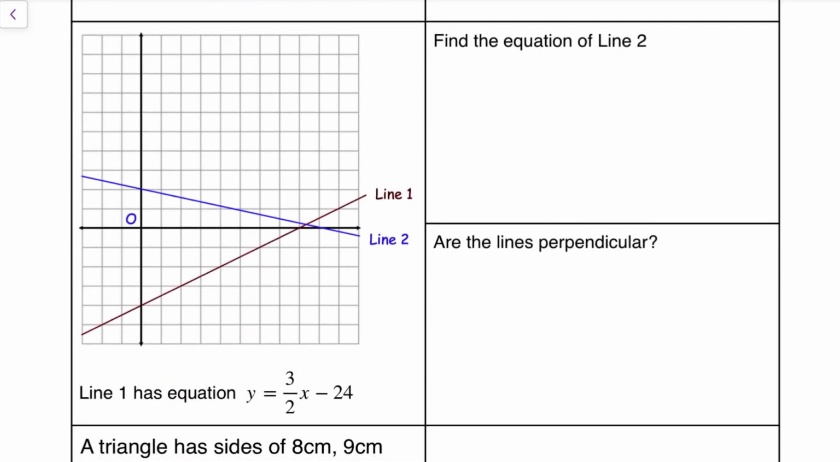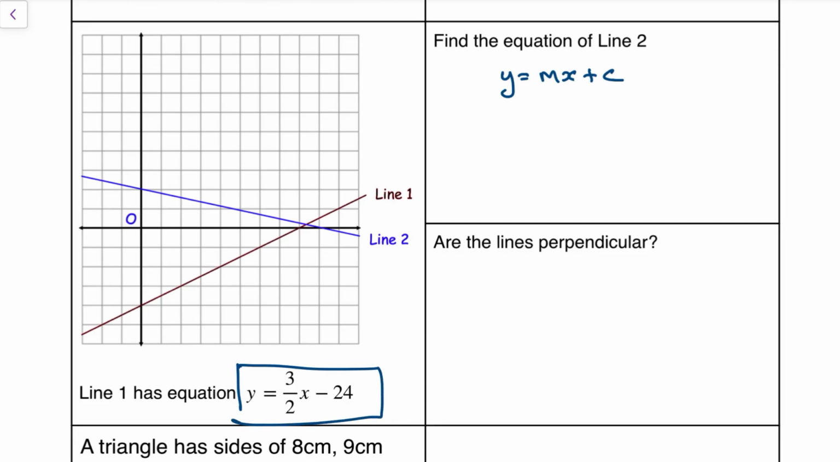It's a good old coordinate geometry question, isn't it? So find the equation of line 2. Now, all equations of straight lines are in the form y equals mx plus c. So in other words, I need a gradient and I need a crossing point. I feel I need more. Oh, okay. I've missed an important part of the question.